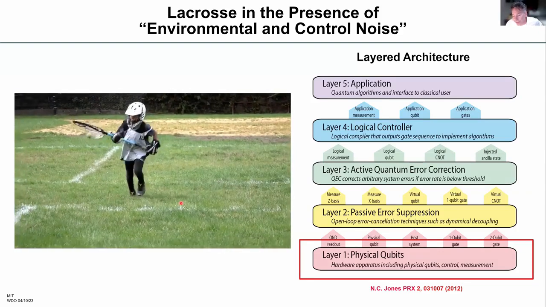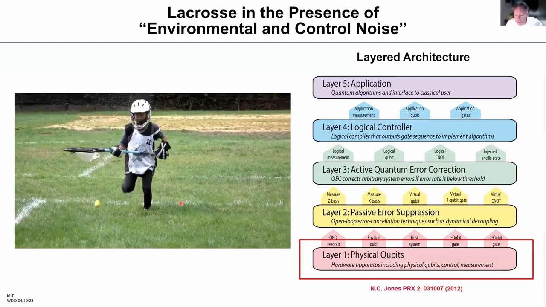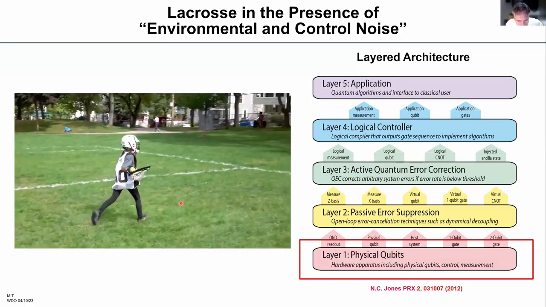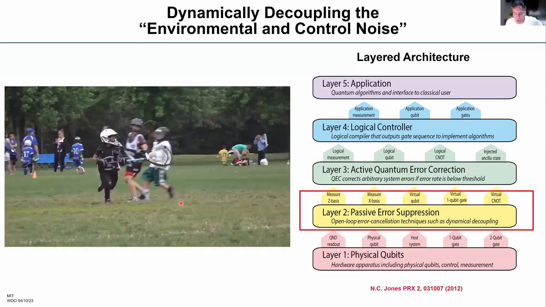And you can think of that as decoherence in our physical qubits. There are errors that occur very rapidly. So of course we don't do that. What we do as lacrosse players is something called cradling. And this is an example of passive error suppression. It's something that we just do without thinking about it, and it usually works.